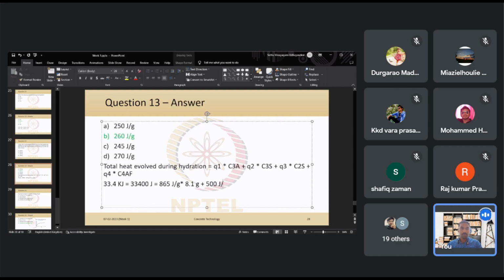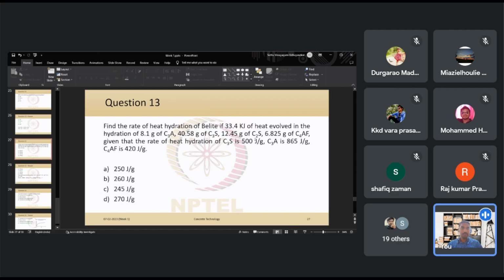500 joules per gram times 40.58 grams. For C3S, we don't know the rate, right? That's what we want to find out. So let's say that is X. So times what is the mass of C2S getting hydrated? It is 12.45 grams, right?